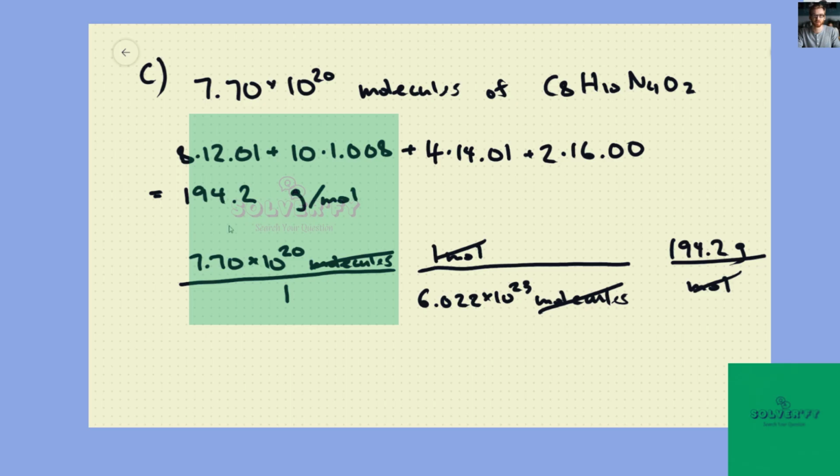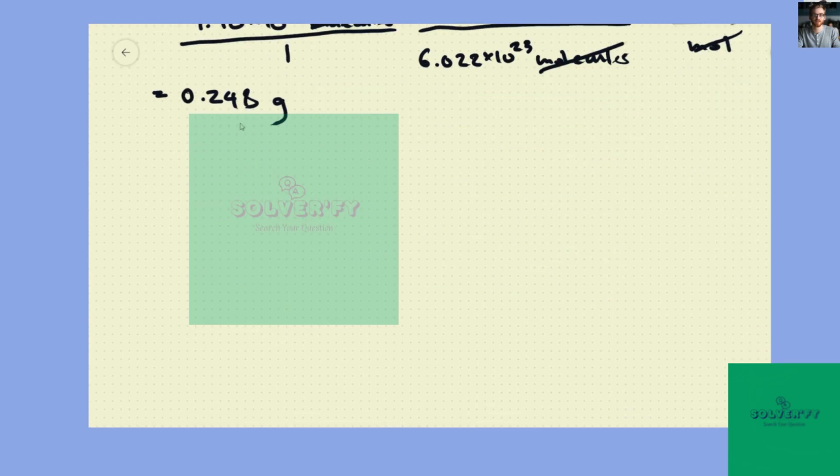So 7.70 times 10 to the 20th divided by 6.022 times 10 to the 23rd gives you the number of moles that you're dealing with, times 194.2 grams per mole equals 0.248 grams. And make sure the number of sig figs is correct. You always look at the one with the least number of sig figs when you're multiplying, which in this case is 7.70 with 3. So our answer is 0.248 grams.